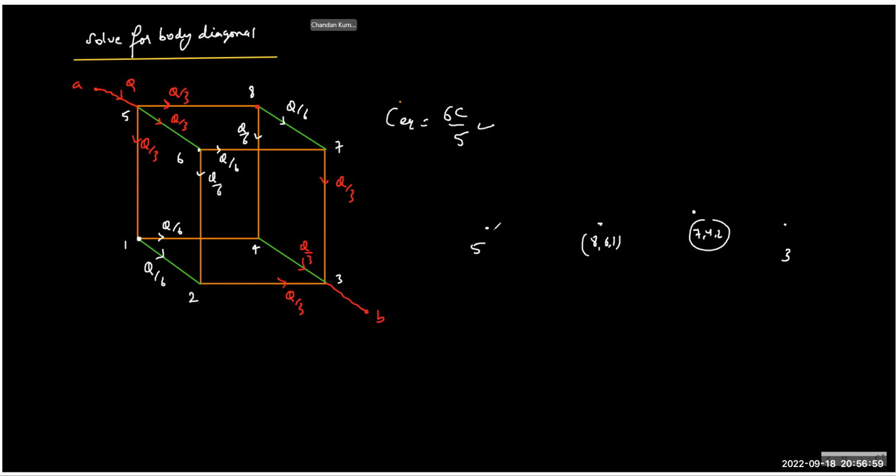So between 5 to 8, 6, 3, we have 3C, 3C. And between 8, 6, 1 to 7, 4, 2, you will get 6C. There are 6 capacitors. So 3C, 6C, 3C, right? Three C and 6C will become 2C, 2C and 3C, so 6C by 5.